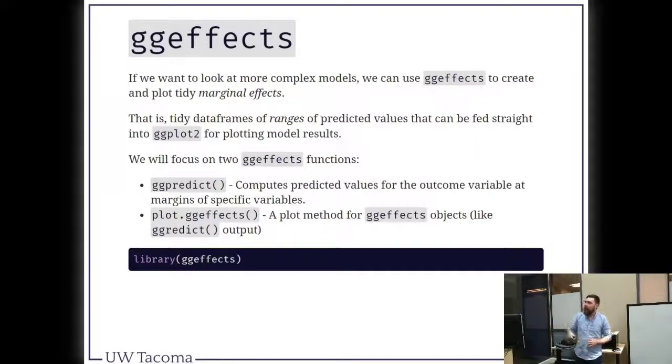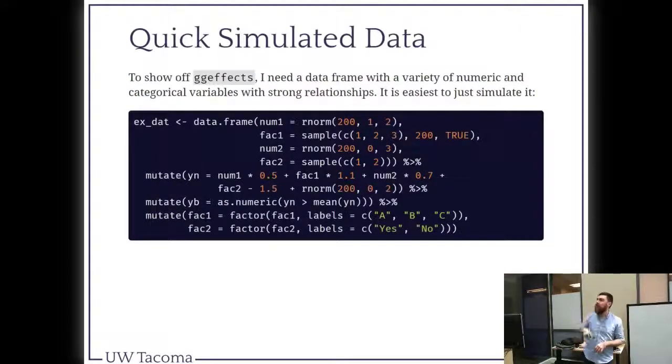Anyway, this ggeffects package contains two things. It contains a function called ggpredict, which will compute predicted values for an outcome variable at specific margins of specific variables. So you could set values and it will do marginal calculations. And then a function plot.ggeffects, which is a plot method for it. So it will see whatever you've produced from ggpredict. If you just run plot on it, it will produce a ggplot, not a base R plot, where everything is graphed and organized nicely for you with you giving it no arguments. It's really neat. So if I loaded up library ggeffects, I might do something like this.